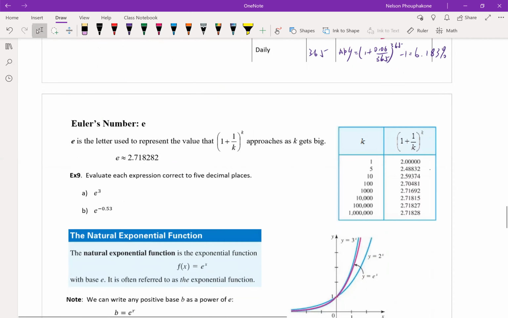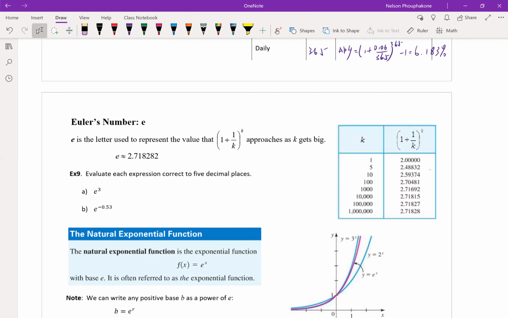Now, before we move on, I would like to introduce another number. We call it the Euler number, or sometimes the natural number E. Now, E is a number. E is a letter used to represent the value that 1 plus 1 over k raised to the k power approaches.